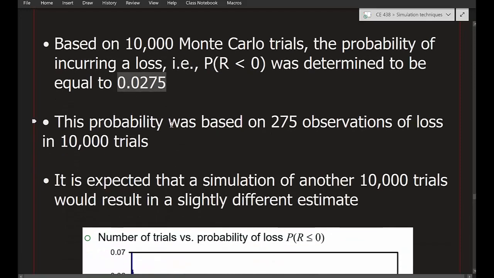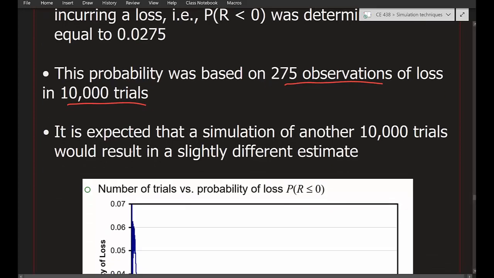This probability was based on a sample of 275 observations of loss in 10,000 trials. Now, it is expected that a simulation of another 10,000 trials would result in a slightly different estimate. If I take another 10,000 sample, the result will converge, or it will give a different estimate, maybe 0.26 or 0.28, but it should be very close.